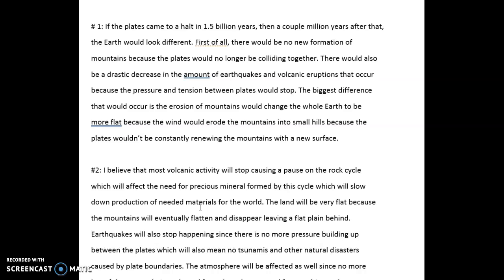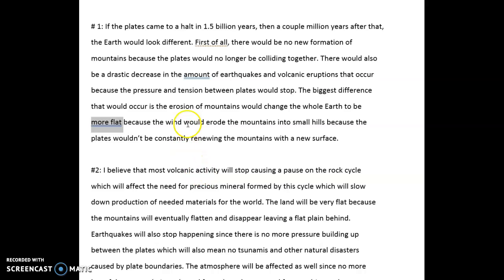So number 1, if the plates came to a halt in 1.5 billion years, then a couple million years after that, the Earth would look different. First of all, there would be no new formation of mountains because the plates would no longer be colliding together. Excellent. So we should remember from class, I don't know if we talked about how the Himalayas are growing. So at this point in the future, no new mountains would be growing. In fact, everything would be starting to look flatter. A lot of you said that, which was good.